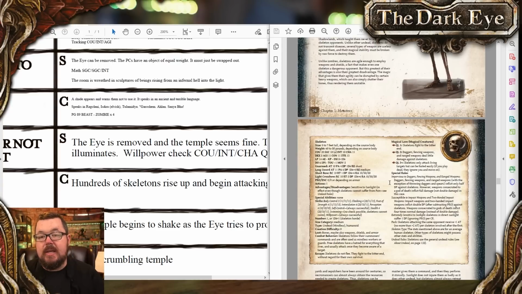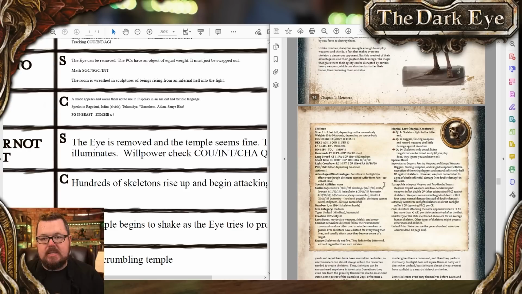Oh yes, this is an interesting one. Impervious to daggers, fencing weapons, and ranged weapons. Daggers, fencing weapons, and ranged weapons, with the exception of the throwing dagger and spears, inflict only half damage against skeletons. However, the weapons consecrated to the god of death inflict more damage. Okay, they're susceptible to impact weapons. I mean, this kind of stuff makes sense, right?